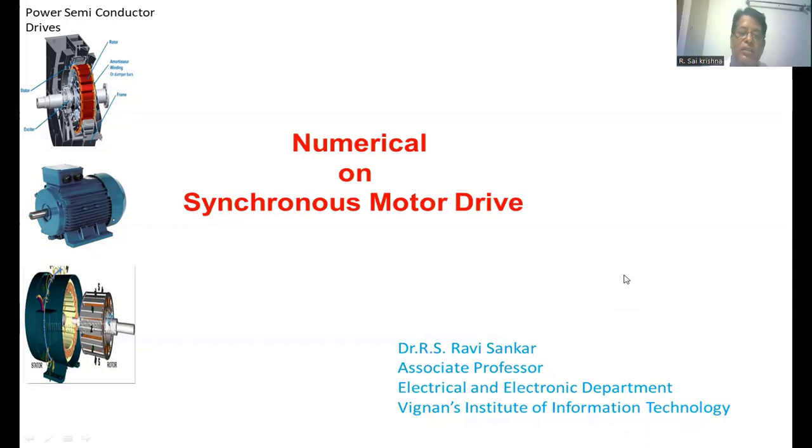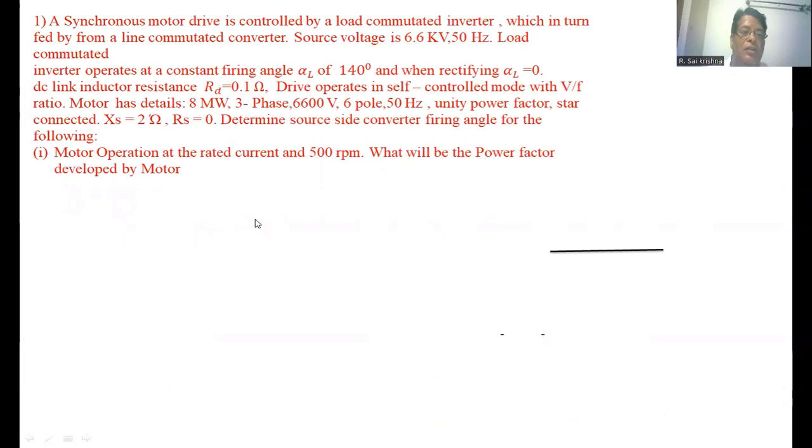In this lecture, we are going to discuss a numerical on a synchronous motor drive. A synchronous motor drive is controlled by the load commutated inverter, which in turn is fed from the line commutated converter. The source voltage is 6.6 kilovolt, 50 Hz. The load connected inverter is operated at a constant firing angle alpha L of 140 degrees. When rectifying, alpha L equals 0 degrees, and the DC link inductor resistance RD equals 0.1 ohm.